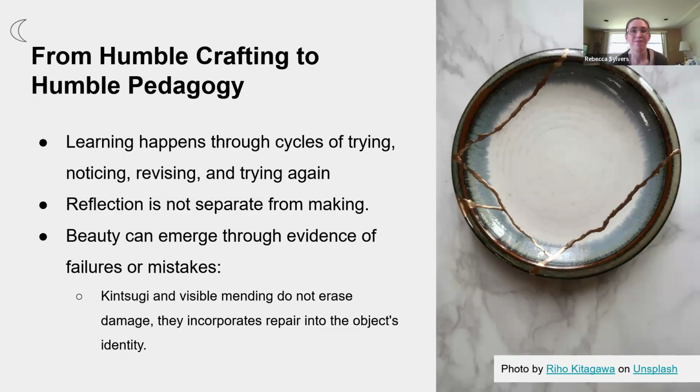So practices like the Japanese art of kintsugi, which is shown on the screen here, we have an image of a ceramic bowl or plate that has evidence that it was broken or cracked in areas, but it was repaired with gold. And so it's this idea of visible mending, and instead of hiding the mistake or the break, or these things that didn't work out.